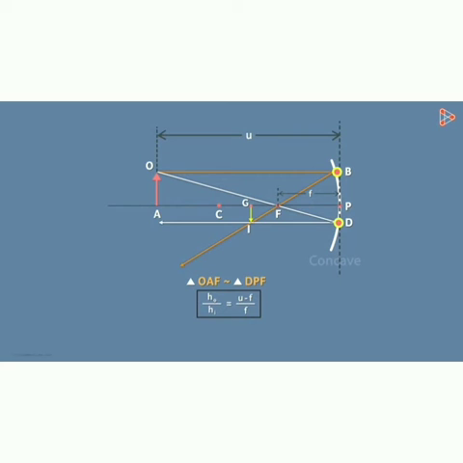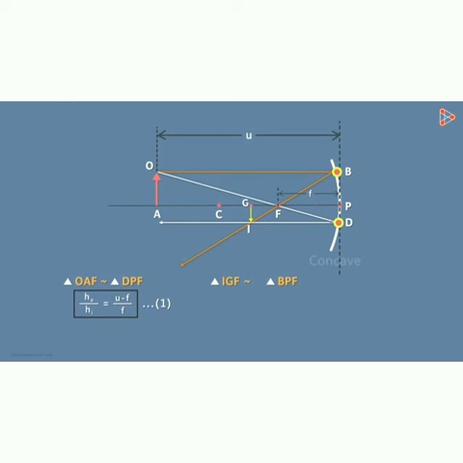Okay. Now consider another pair of triangles, triangle IGF and triangle BPF. Are these two triangles similar? Yes, these two triangles are similar, and I will write their ratios of corresponding sides. That is, IG by BP is equal to GF by PF is equal to IF by BF. These are the ratios of corresponding sides. Just consider these two: IG divided by BP is equal to GF by PF.